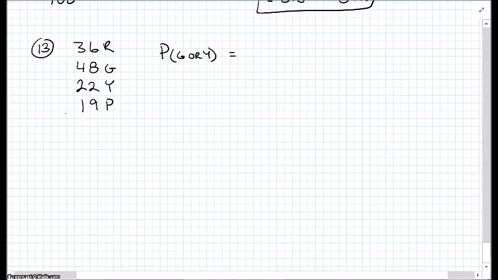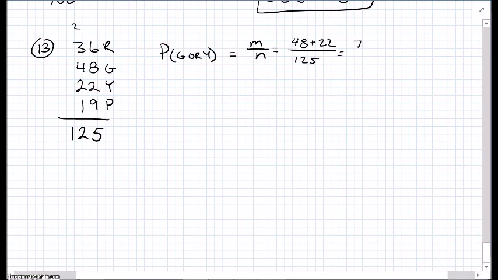So let's add these up real quick. All right, 6 plus 8 is 14, 15, 16, 25. 5, 6, 7, 8, 9, 10. So there's 125 total. So the probability is the number that meet our criteria over n, the total number. So green or yellow. Green was 48, and yellow is 22, and the total number is 125. So our answer is going to be 70 over 125.